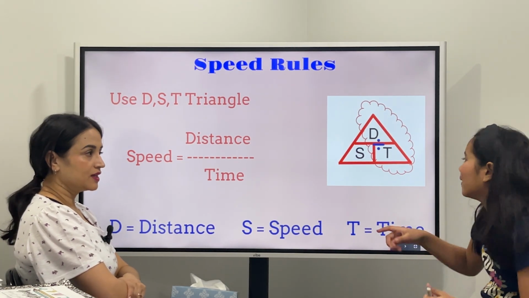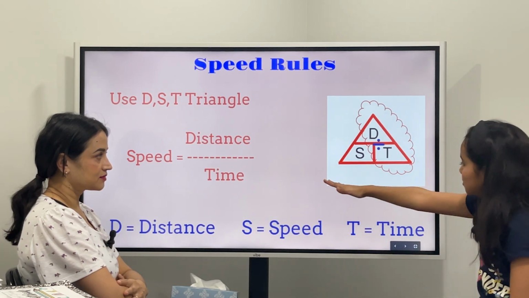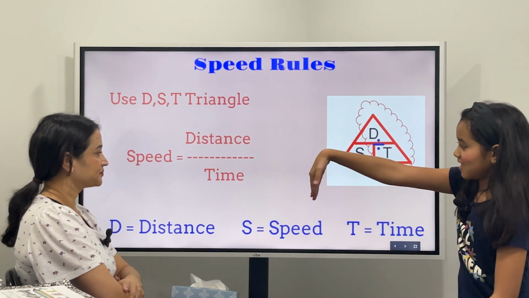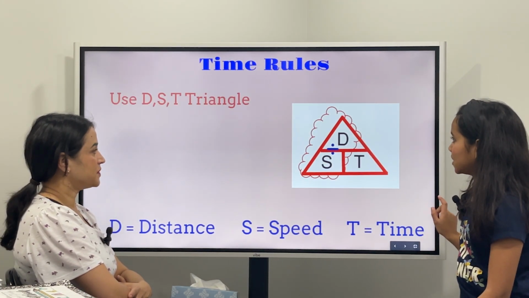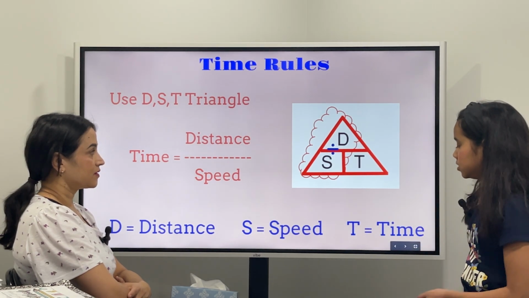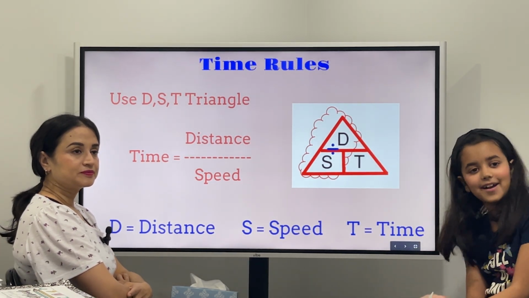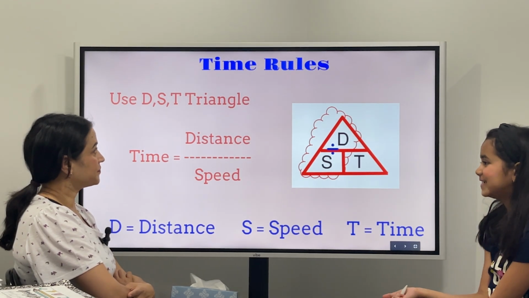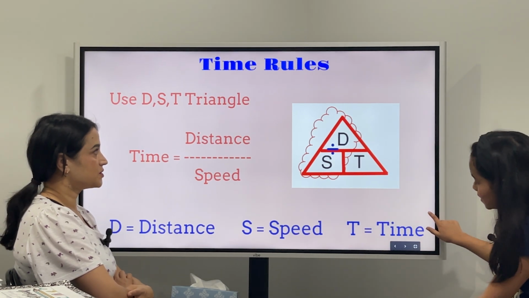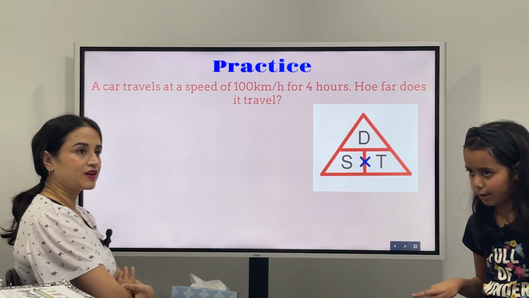I know divide is the symbol, but you could also do it like this. So just keep that triangle in your mind. Now time is equal to distance divided by speed. So now let's see some examples of how we can solve these problems. Practice time. Ready for practice?